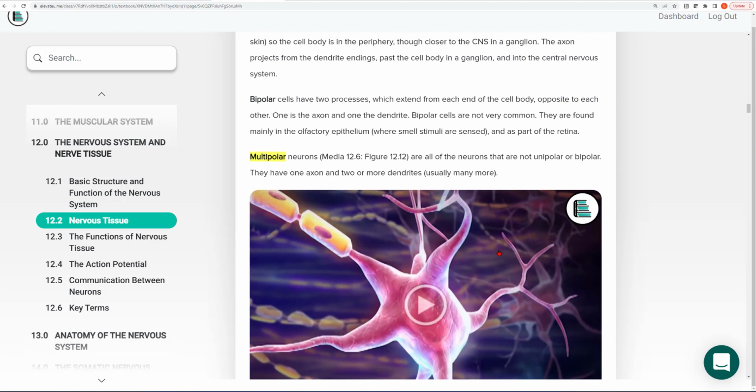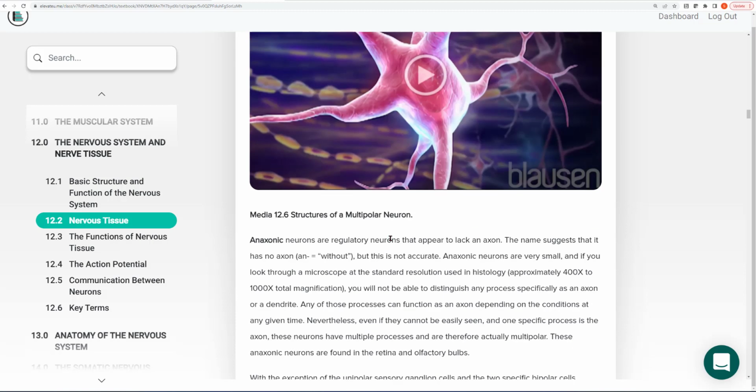In fact, some scientists have described some motor neurons, some multipolar neurons, as having up to 100,000 dendrites. So imagine a cell with 100,000 extensions coming off from it. It is a very important cell that is receiving information from many, many other cells. And then the anaxonic neurons, I'm not going to talk about them anymore this semester. It suggests again that there's no axon, but as the text tells you, that's not really accurate. They just have a smaller axon than most.